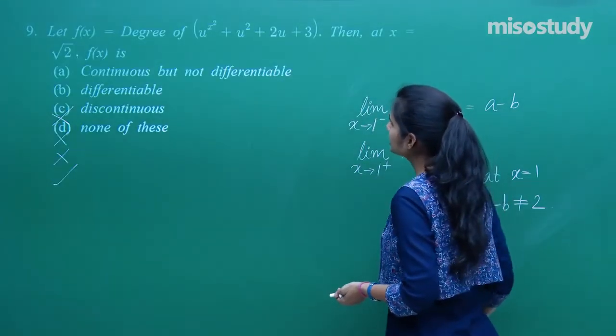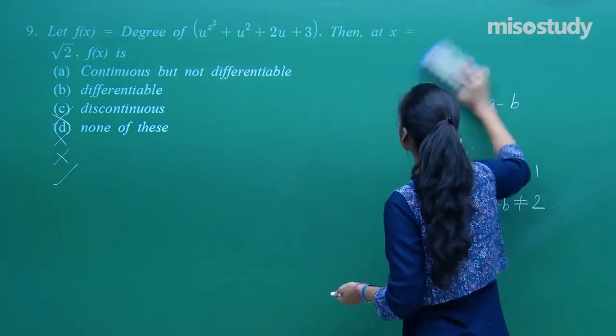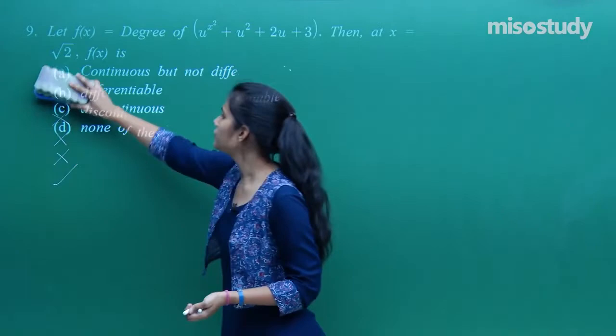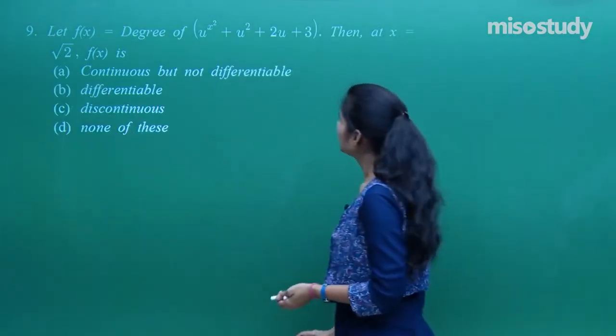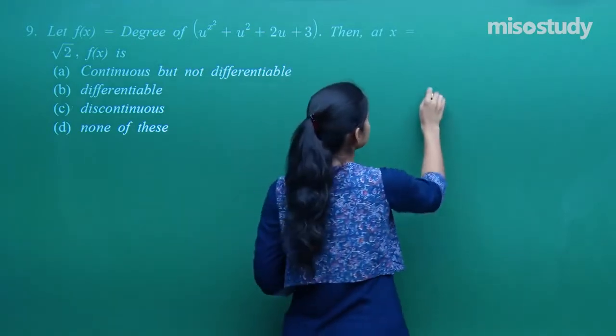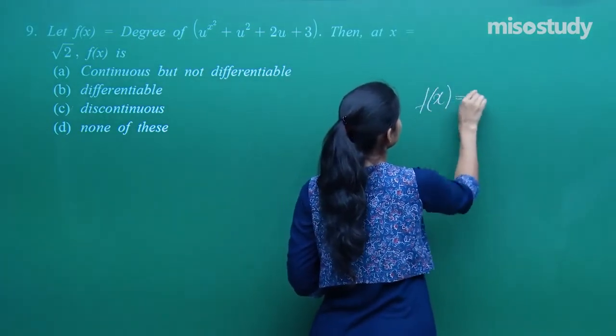Next we have f(x) as the degree of this particular expression. Then at x equals root 2, what is f(x)? What is the feature of f(x)? Now how to interpret this function? See, it's pretty easy. f(x) is going to give you the degree.